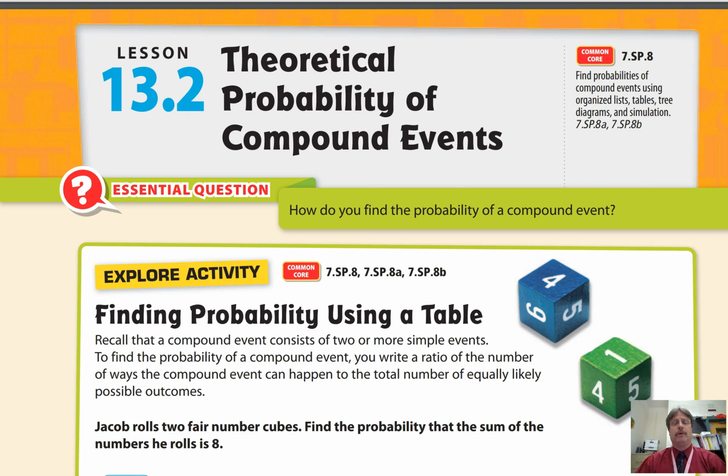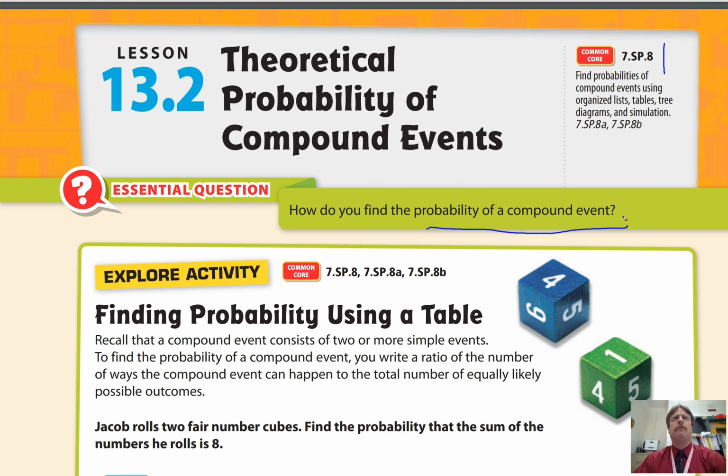For lesson 13.2, theoretical probability of compound events, we're going to build off of what we did in 13.1 with single events, and then talk about our standards and our statistics and probability standard number 8. So how do you find the probability of a compound event?